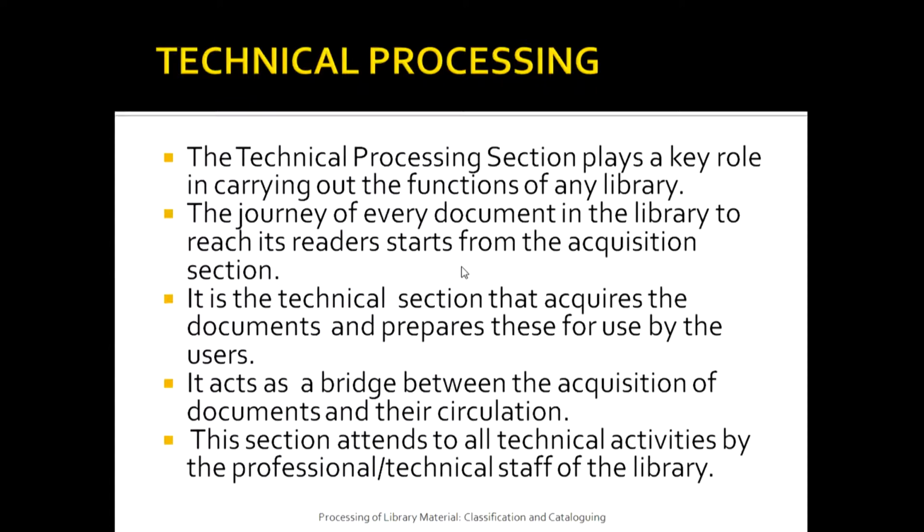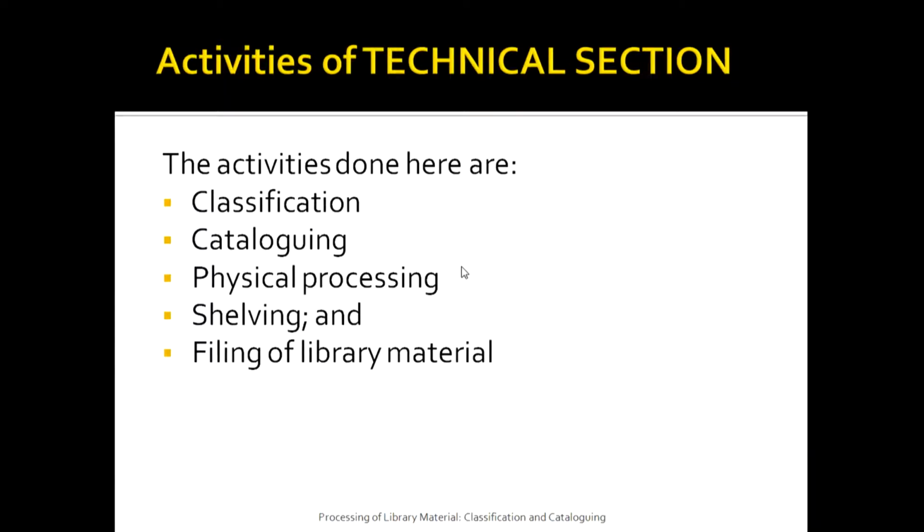This section attends to all technical activities by the professional technical staff of the library. The activities carried out by the technical section are the next aspect that has to be taken into consideration. So, learners, the activities which are carried out by the technical processing section are: firstly, classification, secondly, cataloging, thirdly, physical processing of documents, fourthly, shelving and lastly, filing of library material. In this particular lesson, we will chiefly discuss what classification is all about and what cataloging is all about.